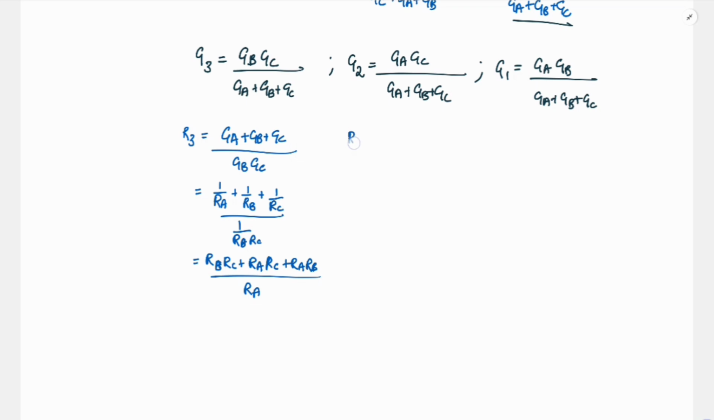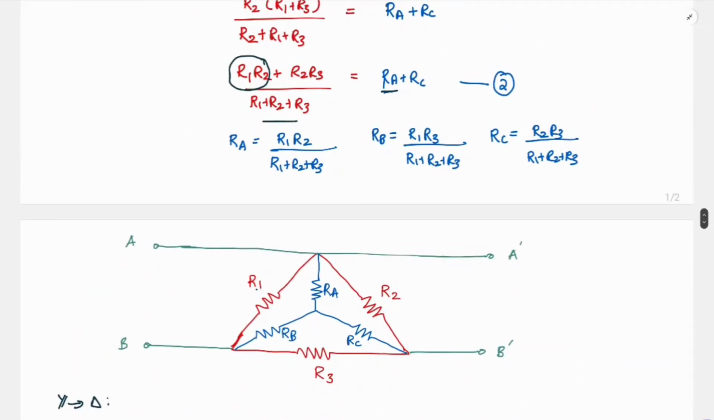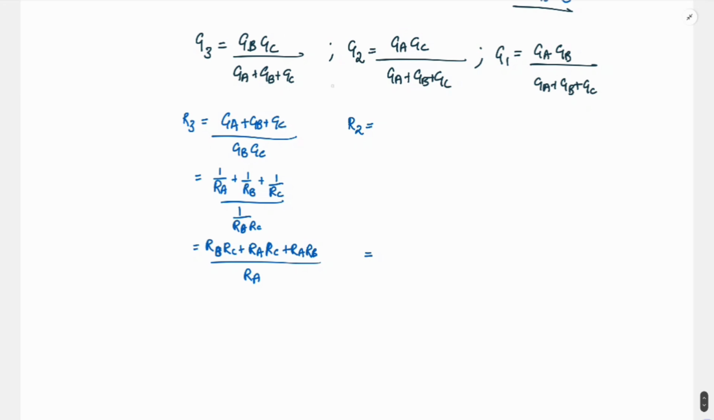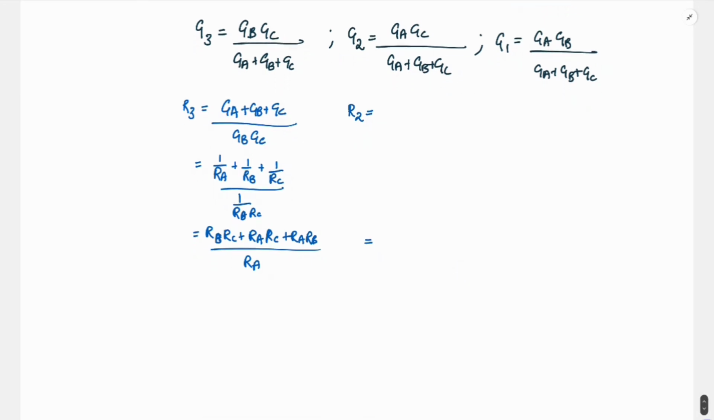Right? Similarly, my R2 will be 1 by this thing, and if you finally derive it, what you will get? The numerator is going to be the same here. If you observe in the previous case, your denominator was the same. Here your numerator is the same. Why? Because in your conductance term, your denominator is the same. So in your resistance term, your numerator is going to be the same.